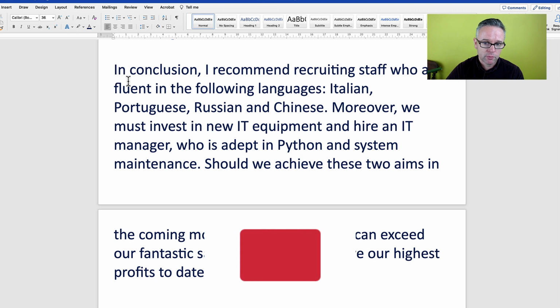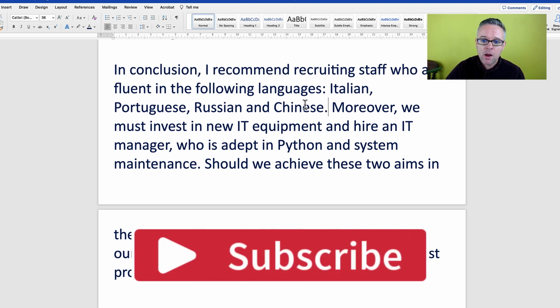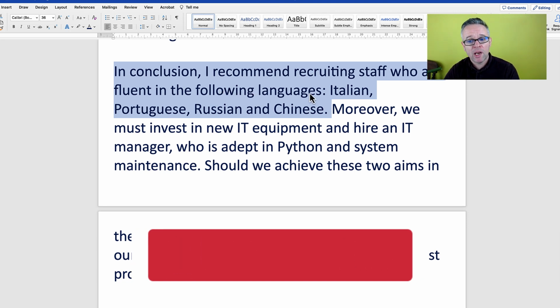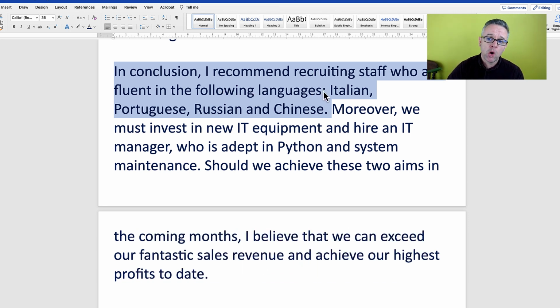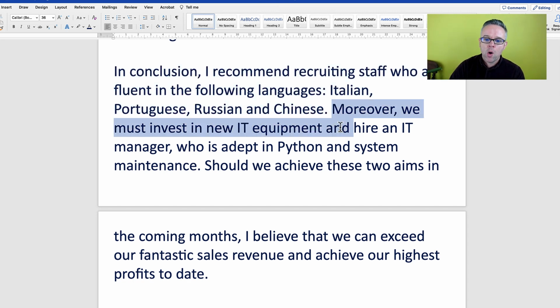In conclusion, I recommend recruiting staff who are fluent in the following languages. And then we've got a colon to introduce a list: Italian, Portuguese, Russian, and Chinese. Moreover, we must invest in new IT equipment. IT in English, it stands for information technology, and it's everything to do with computers.